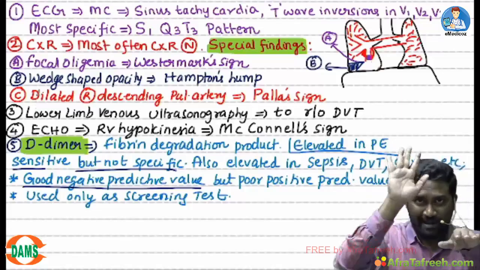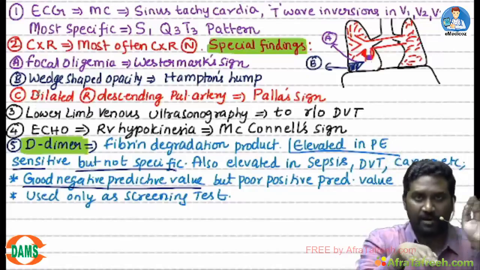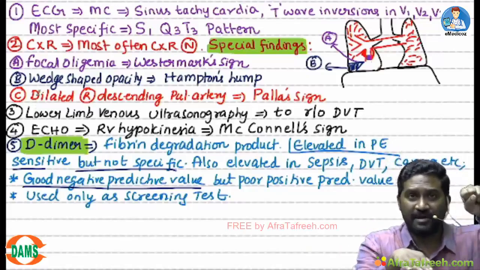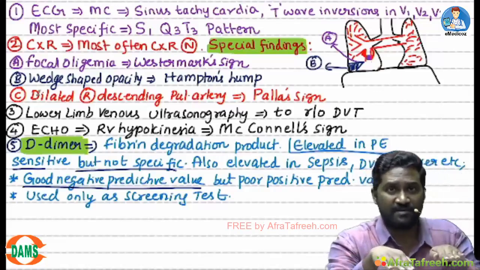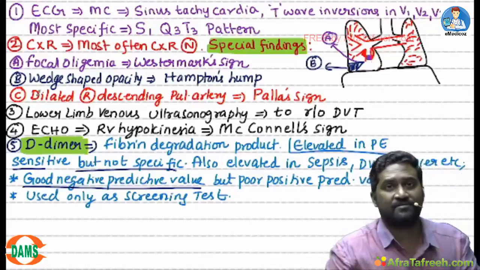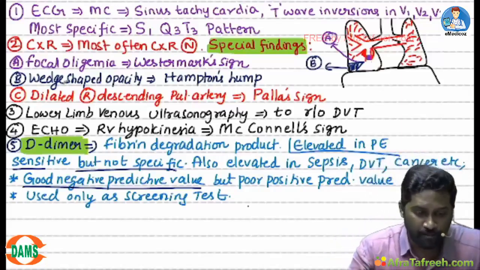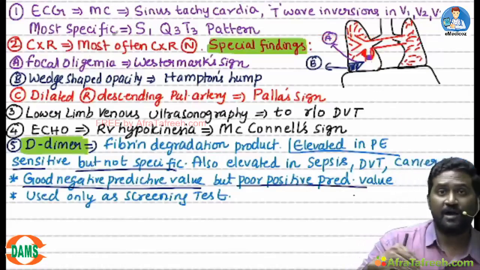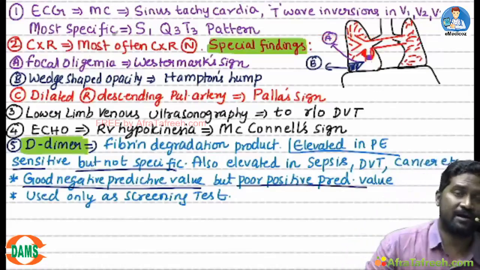Now if D-dimer value is normal, what does it mean? The chances of thrombus breaking down in your body is less. The chances of thrombus existing itself is less. Now it has poor positive predictive value. Positive predictive value means ability to confirm the diagnosis.